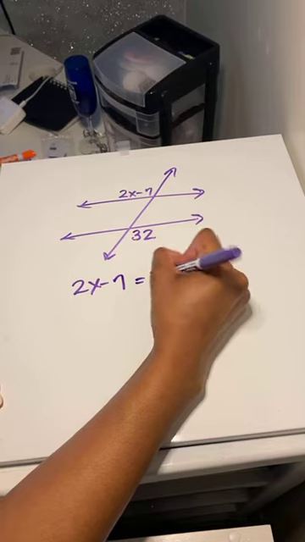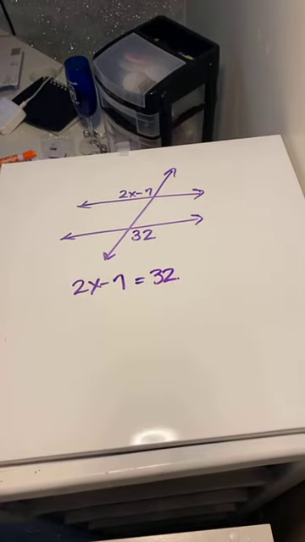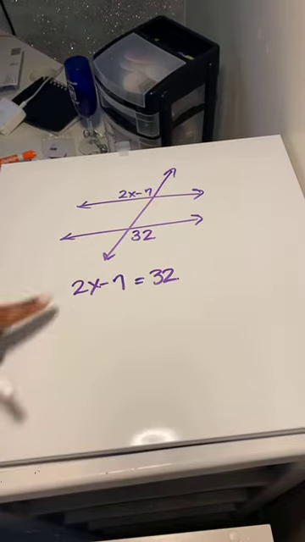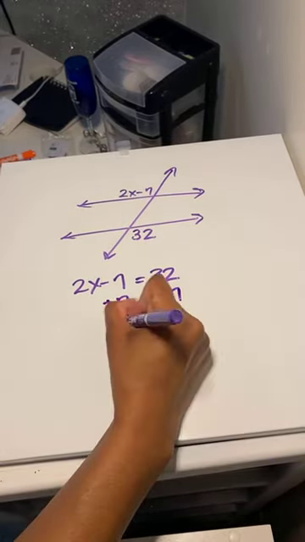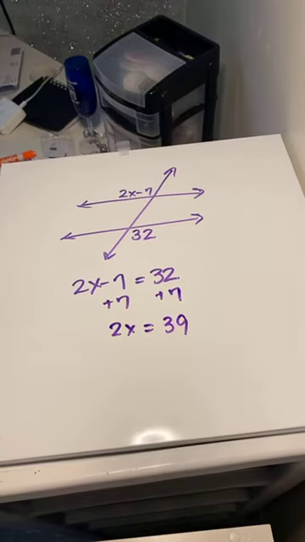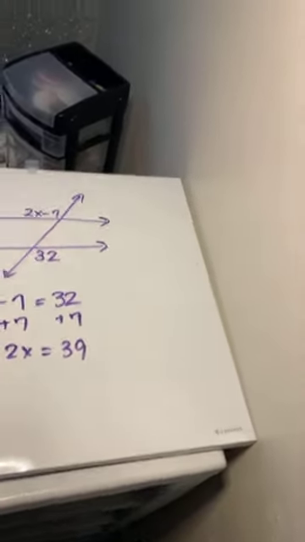2x minus 7 equals 32. I'm going to try to finish before then, though. So I set them equal to each other. Since I'm setting them equal, now all I have to do is solve for x and then I'm done. I'm going to add 7 on both sides, right? So 2x equals 39. Then I'm going to divide both sides by 2.